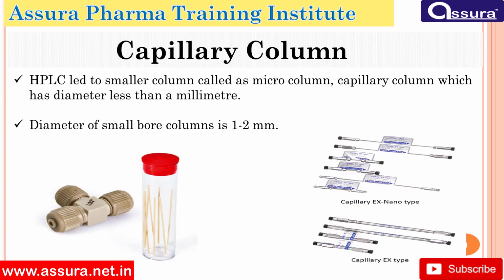Next one is the capillary column. HPLC led to smaller columns called microcolumns, or capillary columns, which have a diameter of less than a millimeter. The diameter of a small bore column is 1 to 2 millimeters. Next is the fast column.